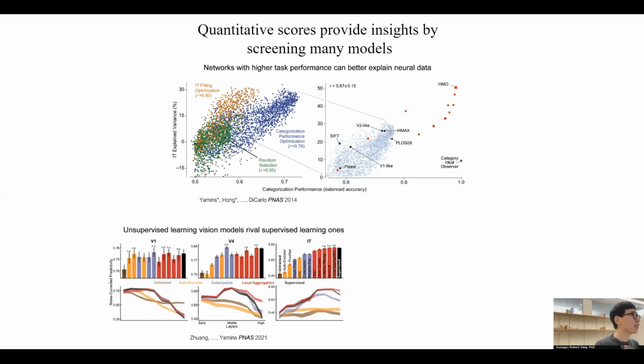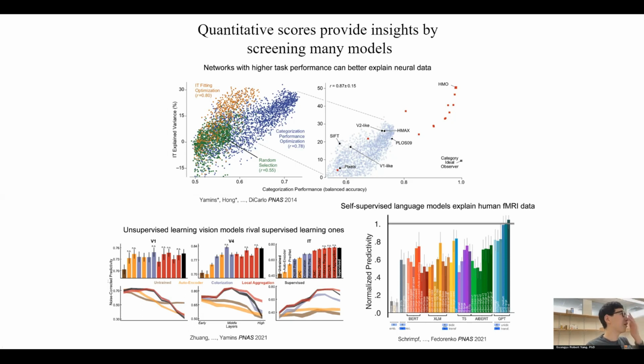So how do we navigate that? One idea, and it's not the only idea, is to rely on quantitative scores that can allow us to screen many models. And lots of people have worked on this, right?